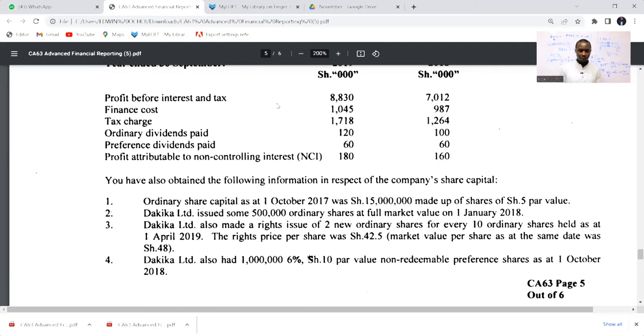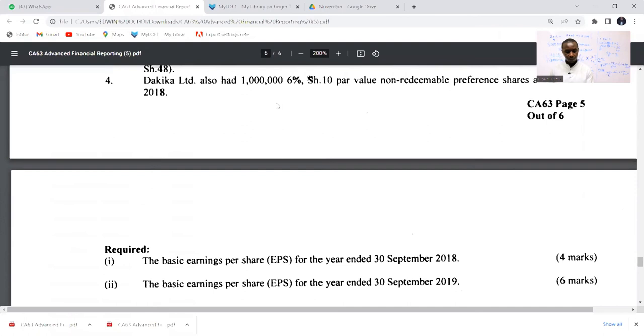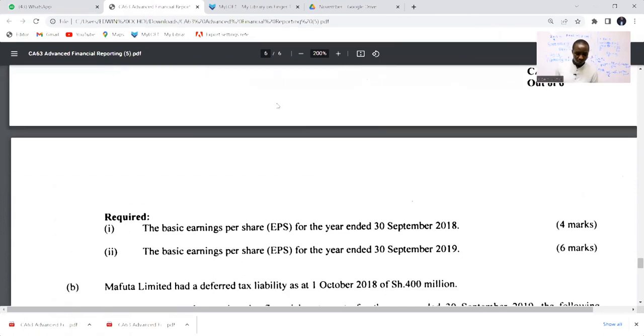The rights price per share was 42.5. Market value per share as at the same date was 48. Dakika also had 1 million, 6%, shillings 10 par value, non-redeemable preference shares as at 1st October 2018. The examiner needs you to do just basic EPS for the 2 years.